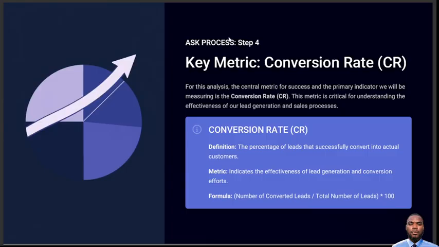That's how you calculate your conversion rate. Now we are done with the ask part of our analysis. Okay. Now what's the next step? What is the next step after you have collected the data?